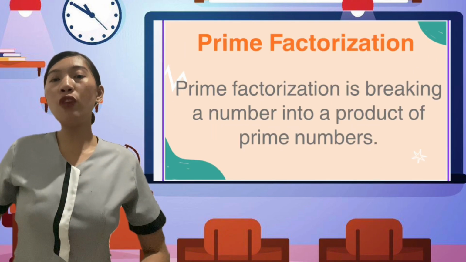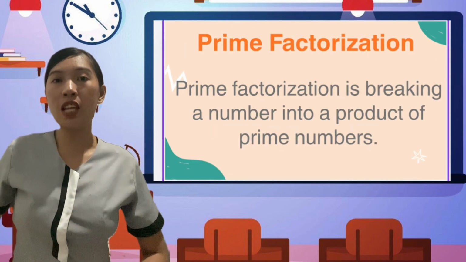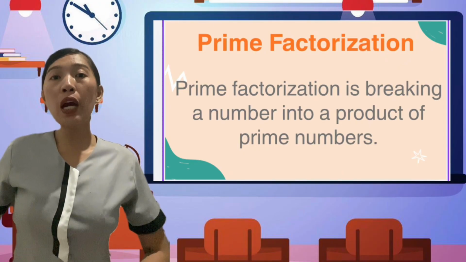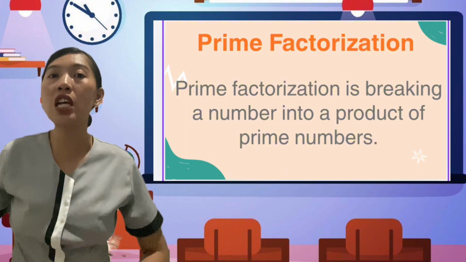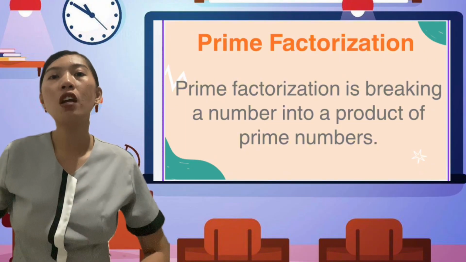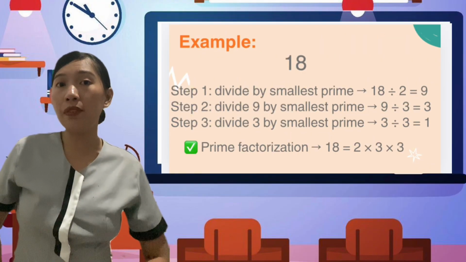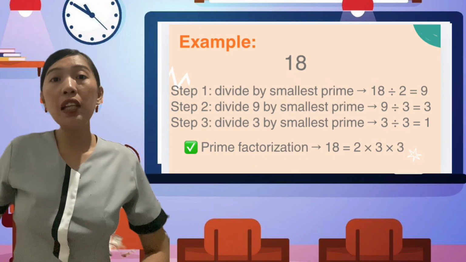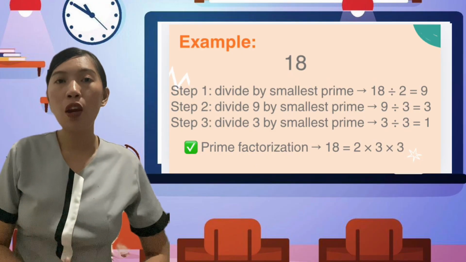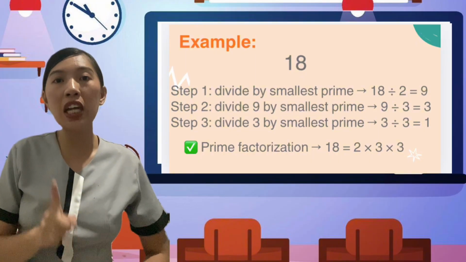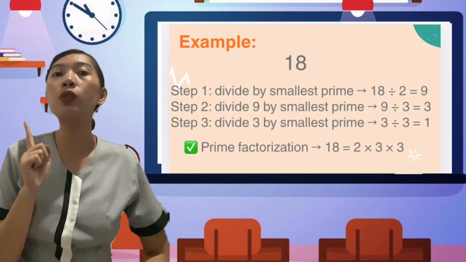Now, let's move on to prime factorization. Prime factorization is breaking a number into a product of prime numbers. Example, 18. Step 1, you have to divide by the smallest prime. For example, 18 divided by 2 is equal to 9.